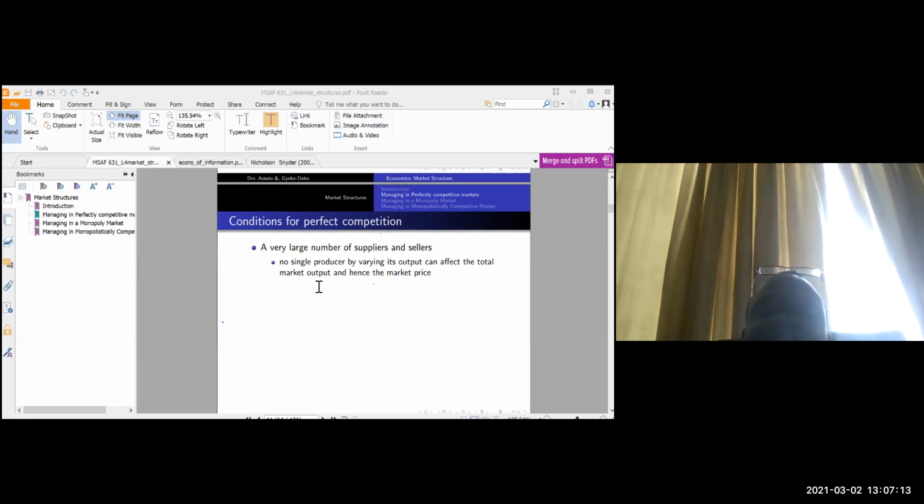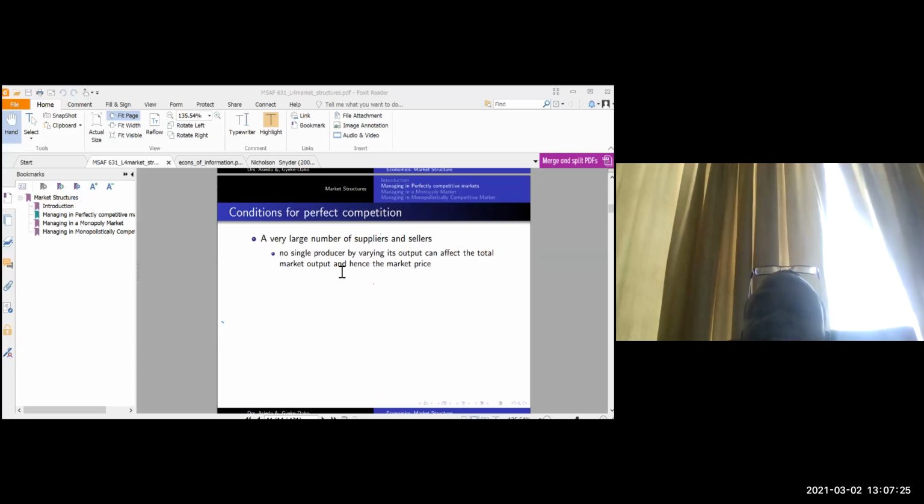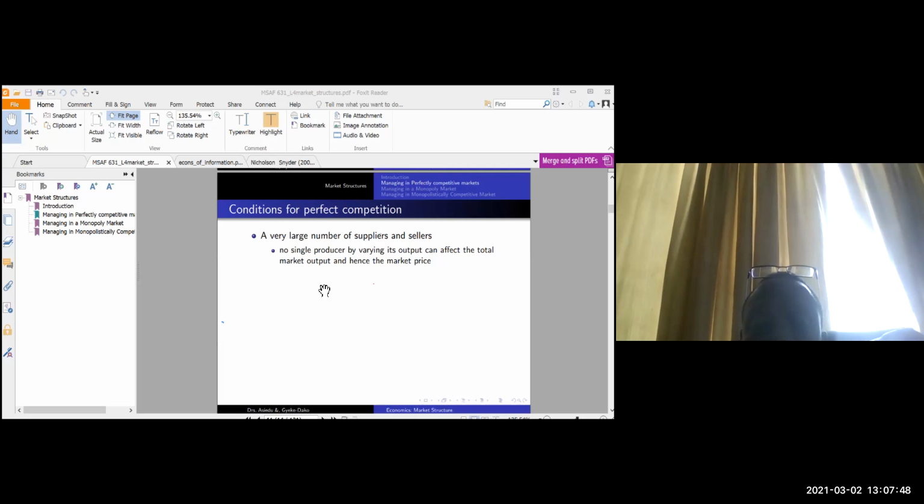All right. Conditions for perfect competition. What are some of the conditions? I've explained them, so I'm going to go through really quickly. A very large number of suppliers and sellers in the market. No single producer, by varying its own output, can affect the total market output and hence the market price. So in a perfectly competitive market, no single producer, by increasing the output or reducing the output, can affect market output. And hence no single producer has control over market price.